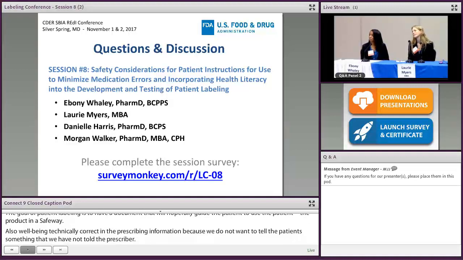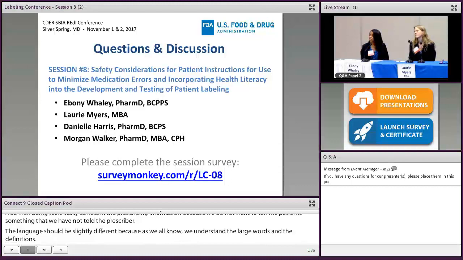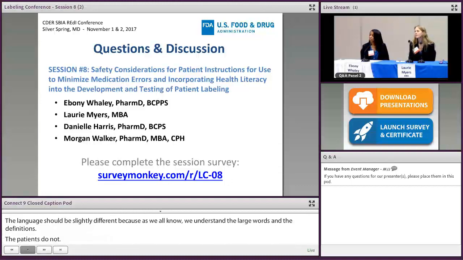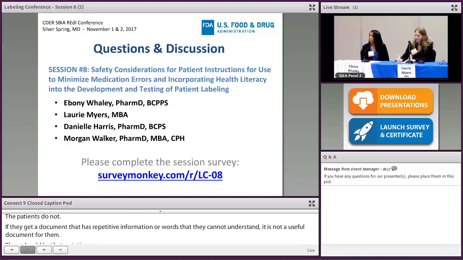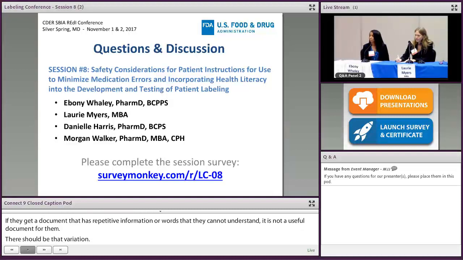However, the language should be slightly different, because as we all know, we understand the large words, we understand the definitions, whereas the end users, the patients, do not. And if they get a document that has repetitive information or words that they can't understand, it's not a useful document for them. So there should be that variation. But again, we all walk this fine line of it still having to be technically correct to the prescribing information.